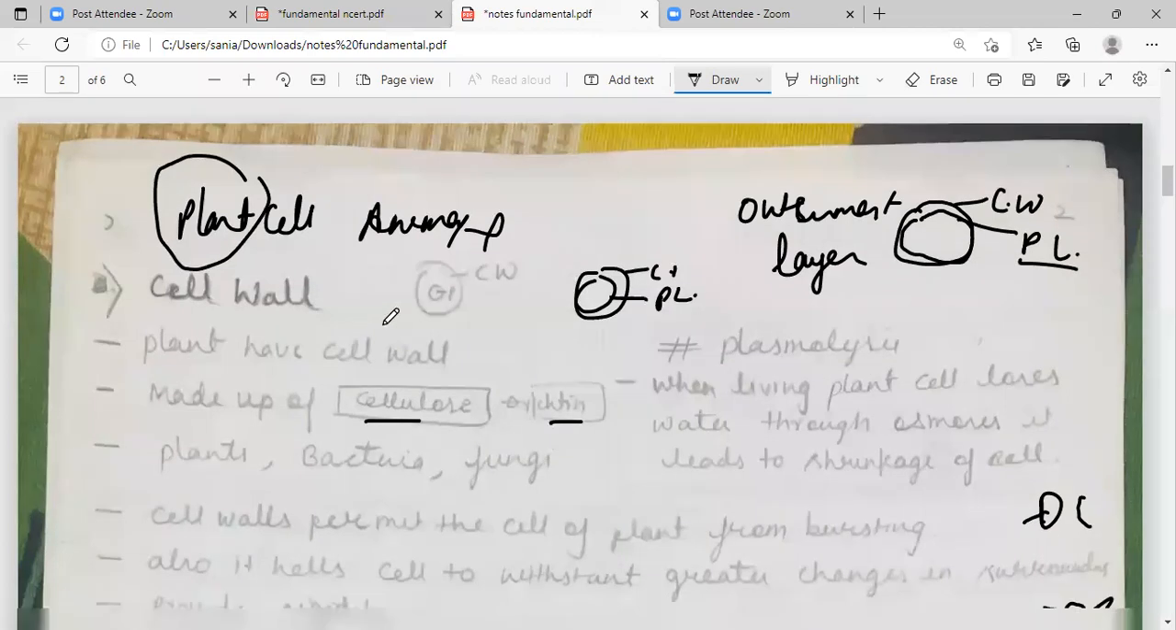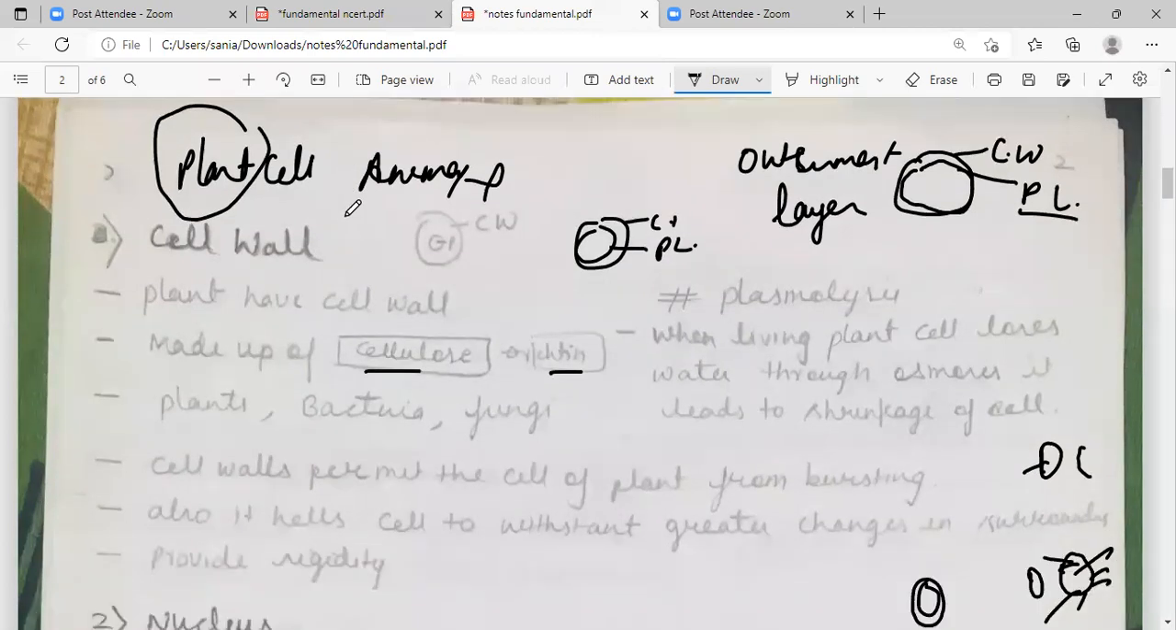Okay. Now the next question is, when we were doing plasma membrane, we said plasma membrane is made up of this and this, right? But now the question is, ma'am, the cell wall is like this.